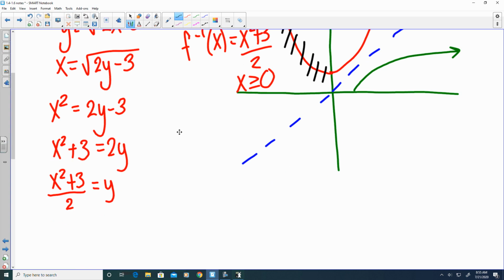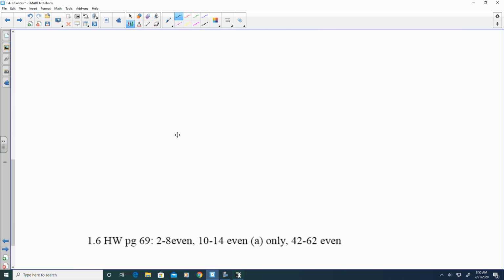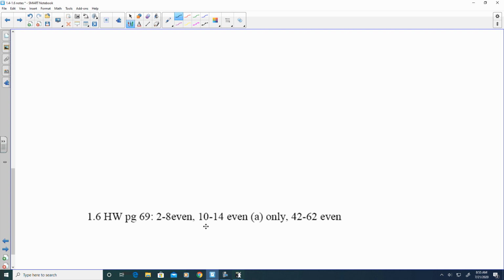Okay, so that was finding inverse functions. Here is our homework, and we are done with chapter 1 for pre-calculus.